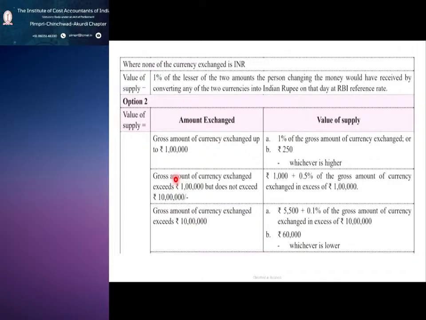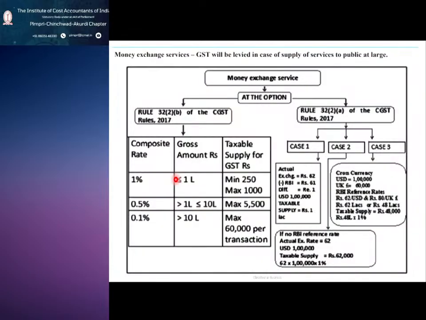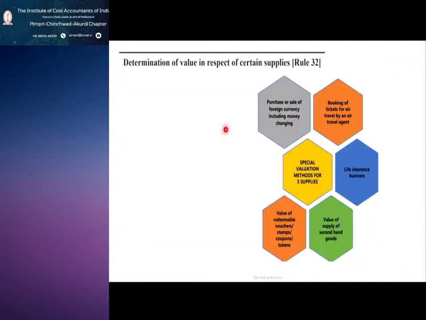You can have a look at this. It is visible, right? Now which scenario are we in? You remember these are the special valuation methods for five supplies. One is purchase or sale of foreign currency, including money changing. Now we are into this.